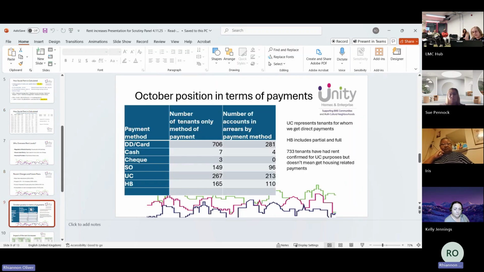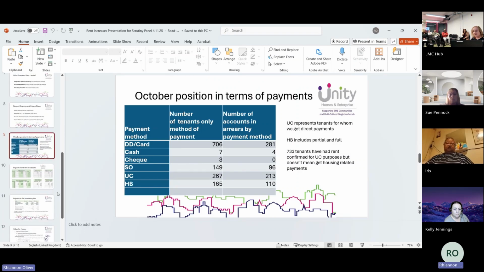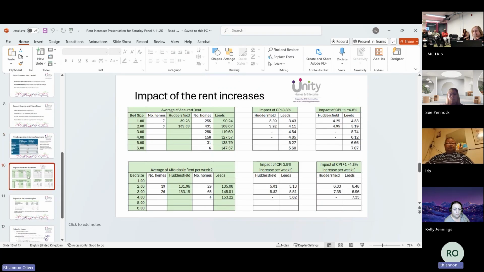So where are we currently? I'll show you first what the impact is on rents, and then I'll show you our current position in terms of payments. So this is Unity stock. Across the whole, the top is the assured. Make that a little bit bigger.